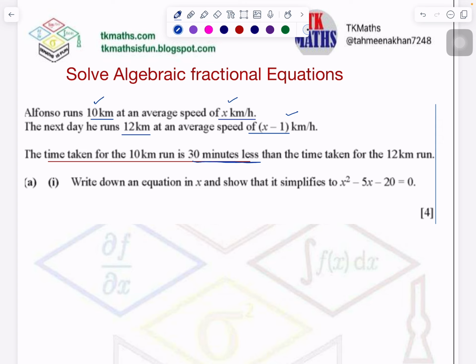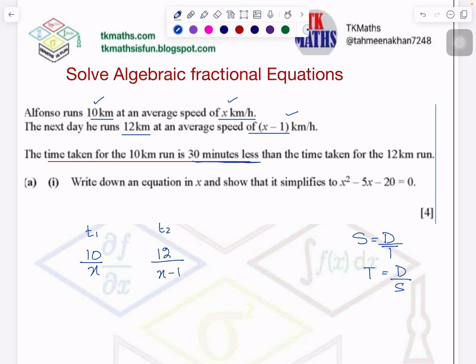So you need to recall here, the formula for speed is equals to distance over time. Because we are talking about time, we will change it into time is equals to distance upon speed. So when he covers 10 km, suppose the time he took is t1, I can say 10 divided by x. And when he covered 12 km, let's take it as time t2, he took 12 divided by x minus 1. So these are the timings in algebraic fraction which he took to cover the distance.